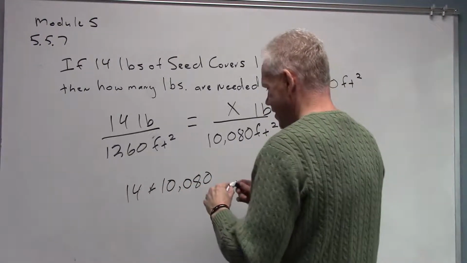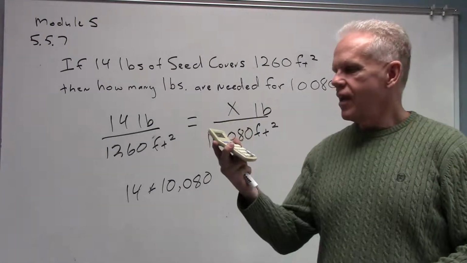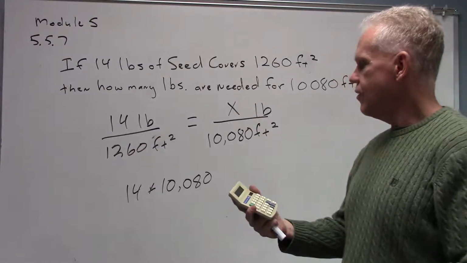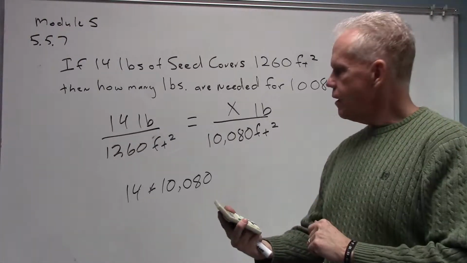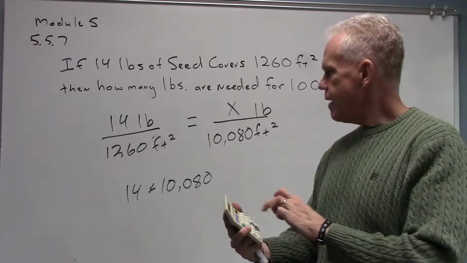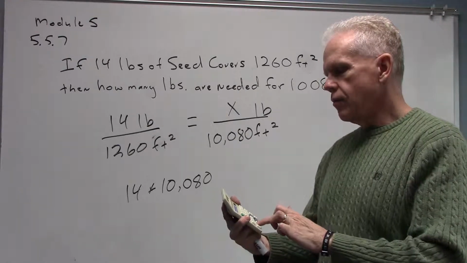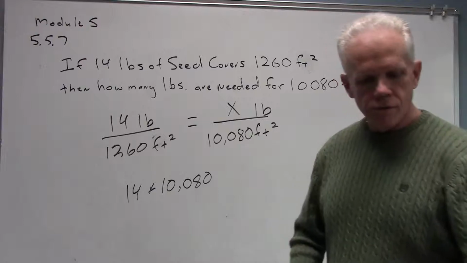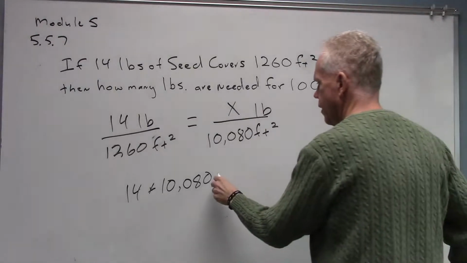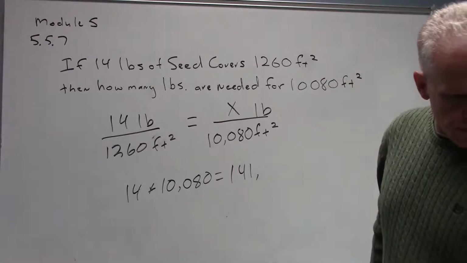10,080. Now this time I went to see a friend of mine and I got myself a handy dandy little quick calculator because I'm getting lazy in my old age, I guess. 14, I'm going to go ahead and multiply that times 10,080. And I'm getting 141,120.